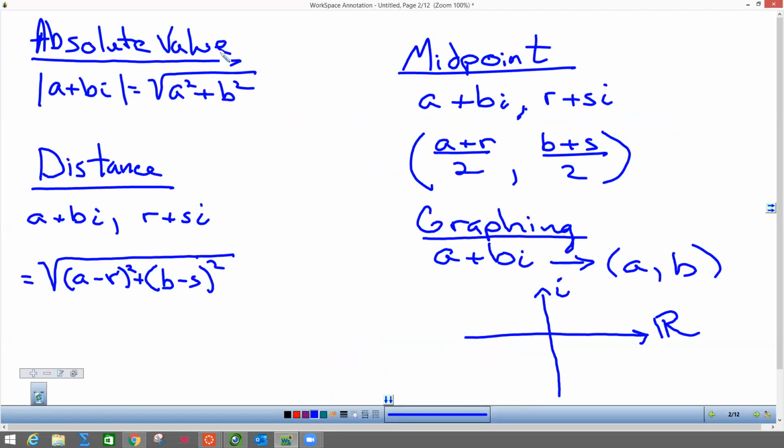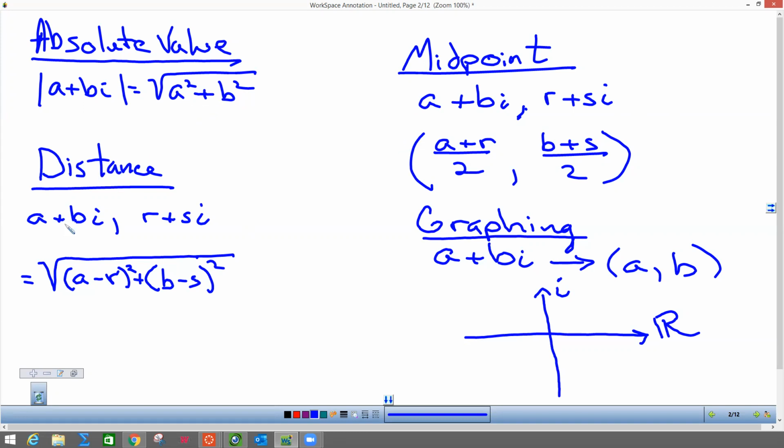So the absolute value, and absolute values are these marks on each side, is just the square root of the real part squared plus the b part squared, without the i. You don't put the i in there when you're doing the absolute value. You just use the number part.